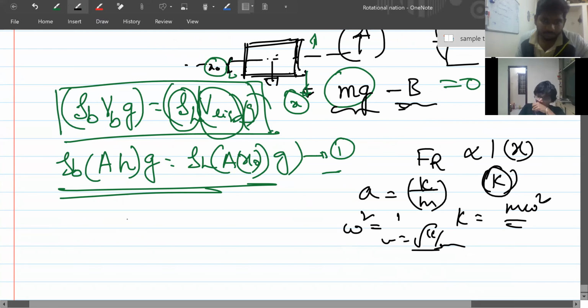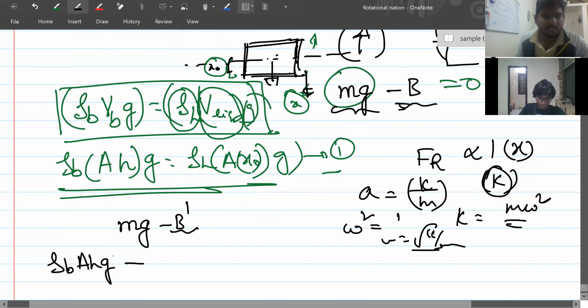So what will happen? Now the buoyancy force will be unbalanced. Now the force will be mg minus the new buoyancy force, B dash. That will be mg, nothing but density of the body into A into h into g, right? Minus the buoyancy force. The mass of the body into g will not change. So now the new buoyancy force will be density of liquid into area of the base into x naught plus x into g. Got it?